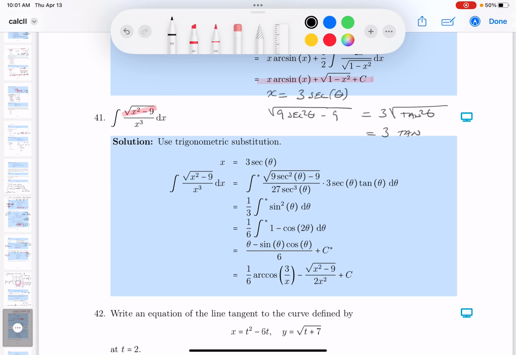I don't have to worry about the absolute value because the tangent in that region is always going to be positive. So I think I have something that might work for me. All right, so I'm going to put this one down for you. I'm just doing that substitution at this point, and I got the root done. It's 3 tangent theta.